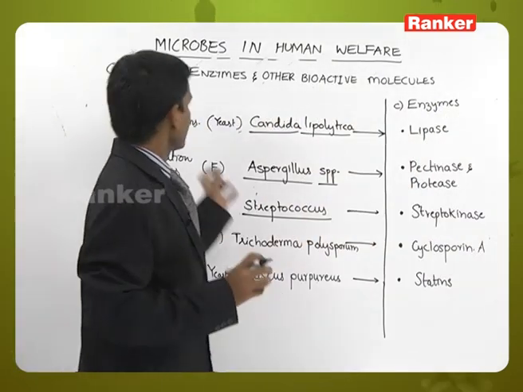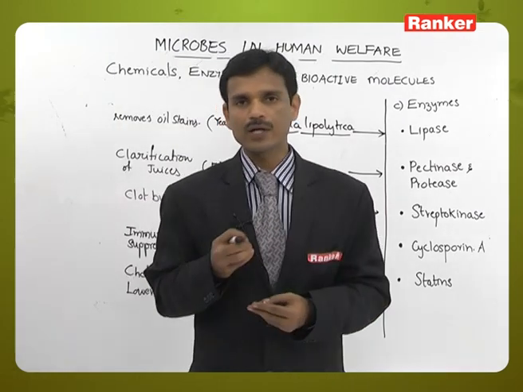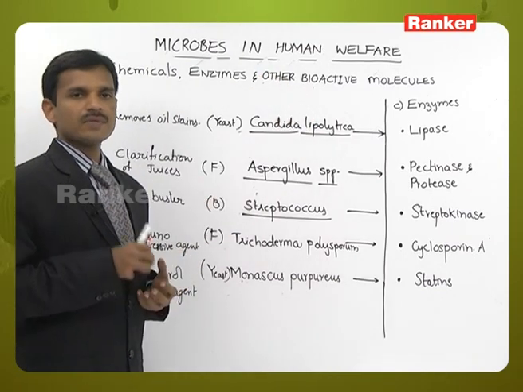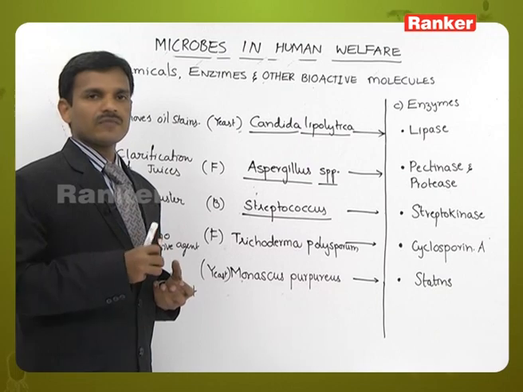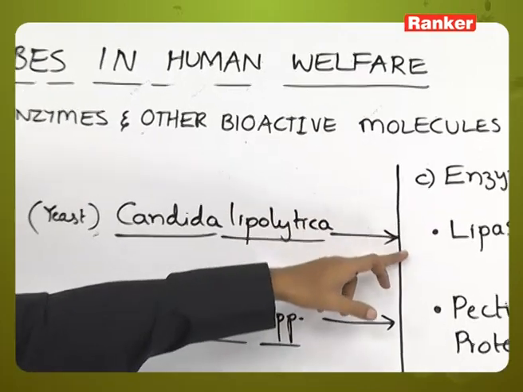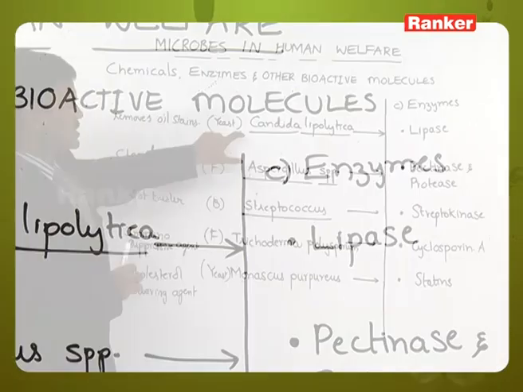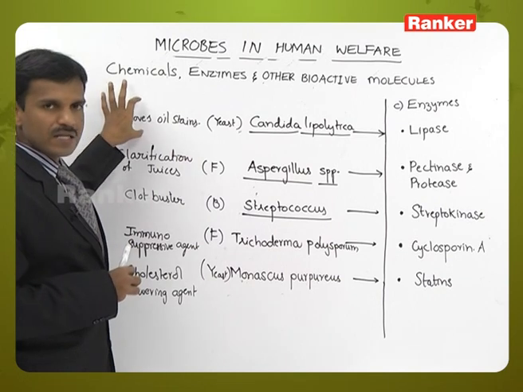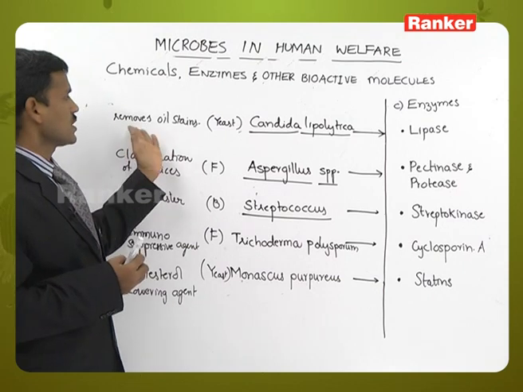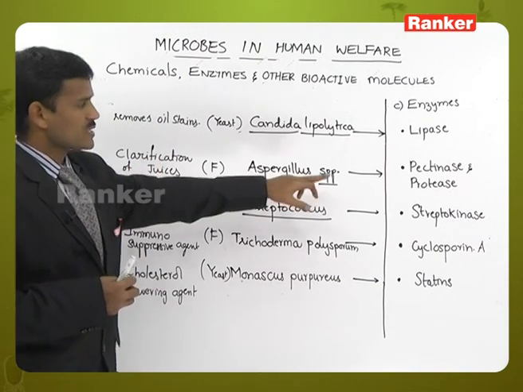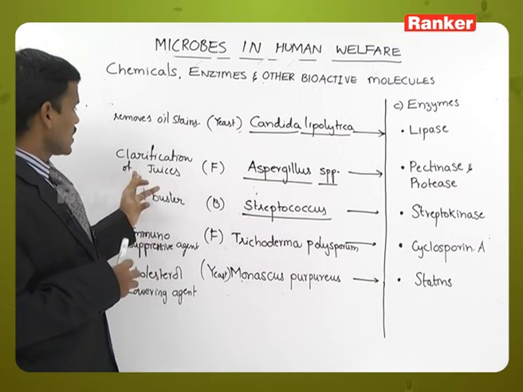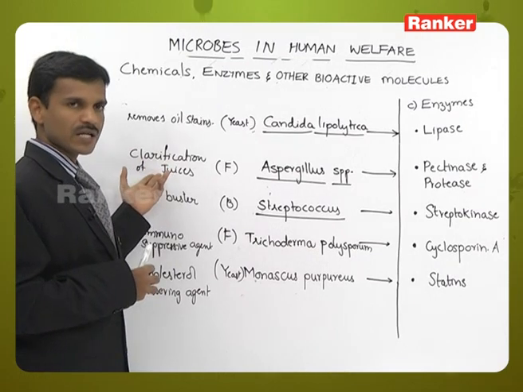So, these are some chemicals, enzymes and bioactive molecules. Like enzymes, lipase enzyme extracted from this yeast removes oil stains, that is why it is used in detergents or soaps for removing oil stains. Pectinase and protease digest the pectins and proteins present in fruit juices. So, they are used in the clarification of juices, in industrial juice preparation.